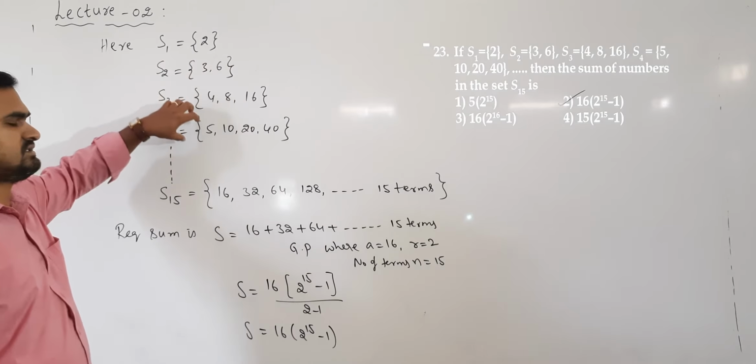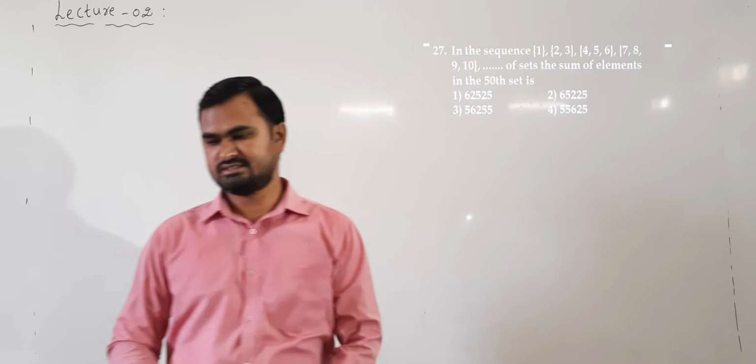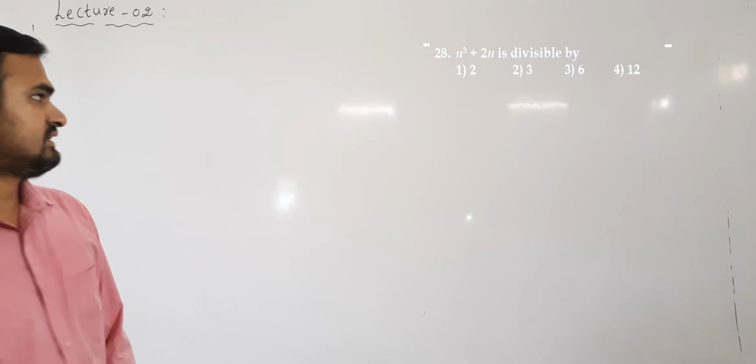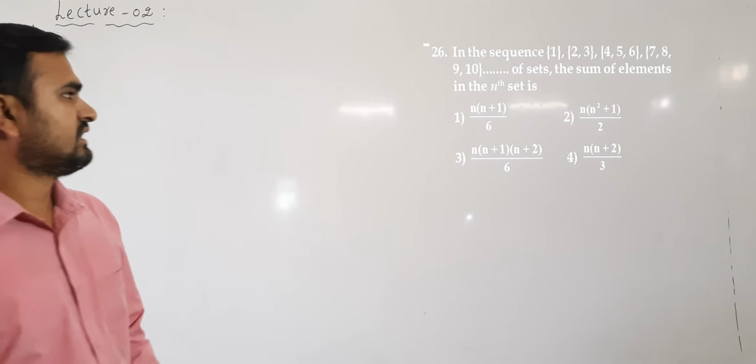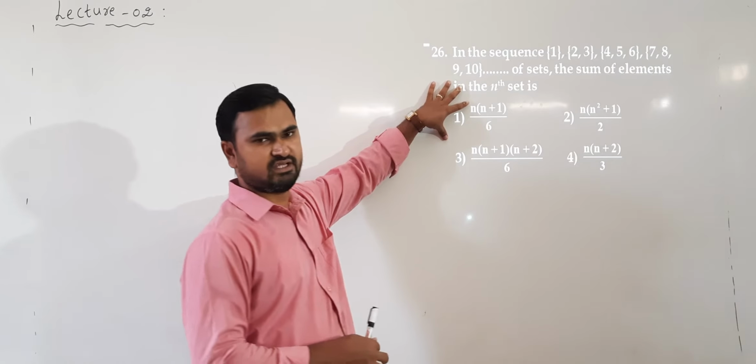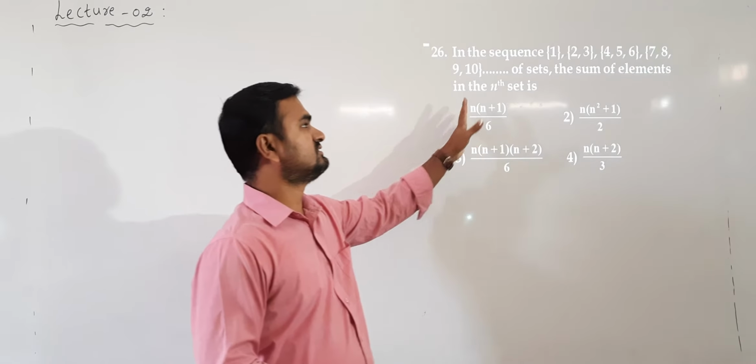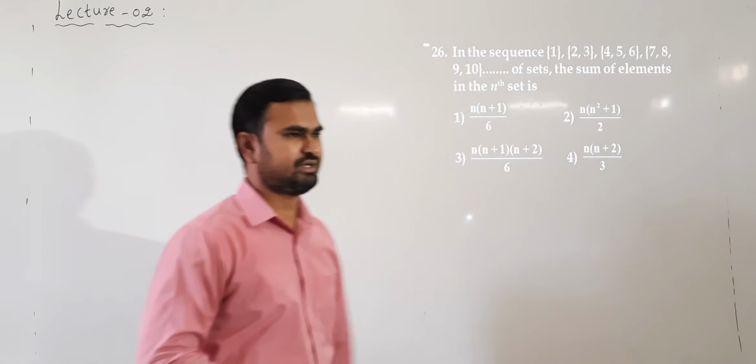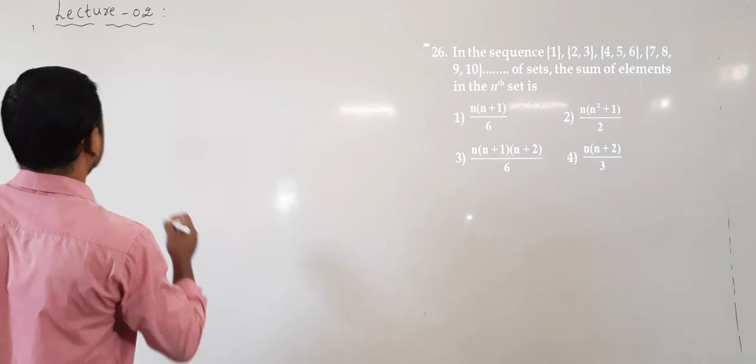Because if you see question number 27, the same type of sets are given. Here they are asking the sum of elements in the 50th set. So in the 50th set, what is the sum of elements? Here it is not in terms of n, so we have to solve directly. This is similar to question number 26. So first we verify 26, then we will solve directly, so that it will be useful for question number 27 also. One method we can use for 26 is verification.